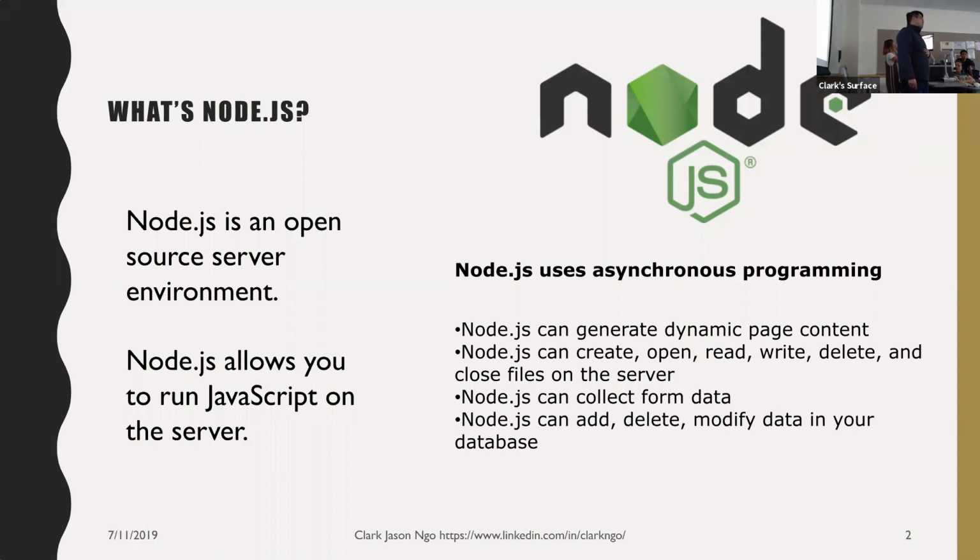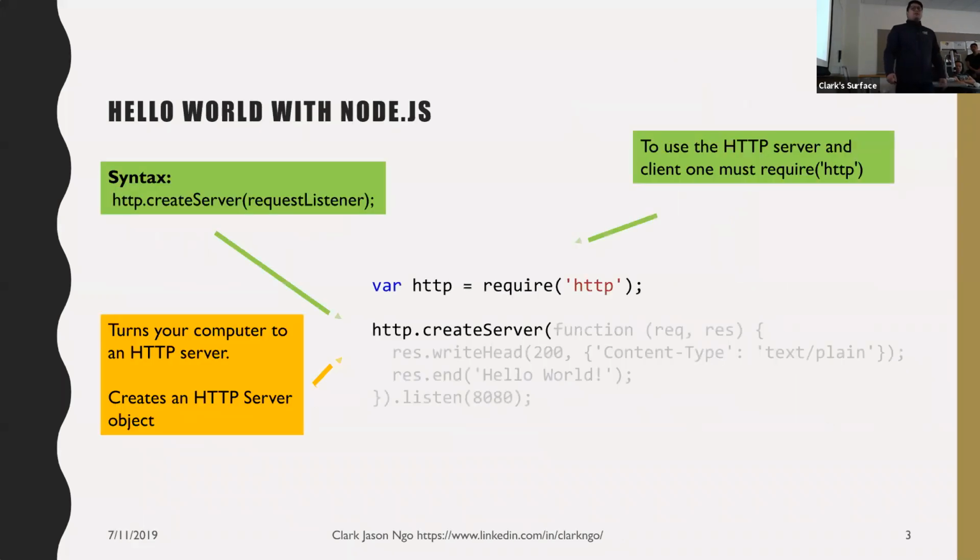First things first, what is Node.js? It's basically an open source server environment, and you use it for your backend, right? It can generate dynamic page content. You can create, open, read, and write files. You can collect form data, and you can also let it communicate to your database. And it allows you to use JavaScript. That's why it's so nice, because you always use JavaScript for your front end in the browser, and now you only need JavaScript for Node.js as well.